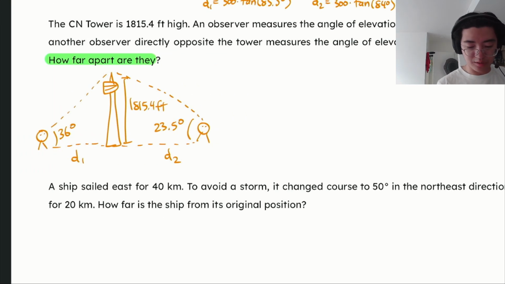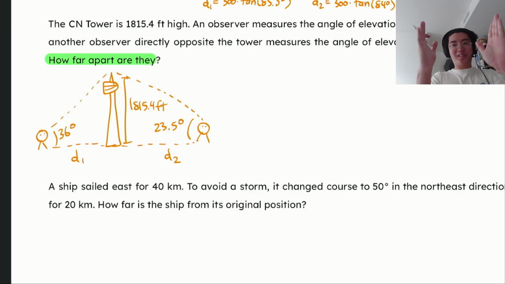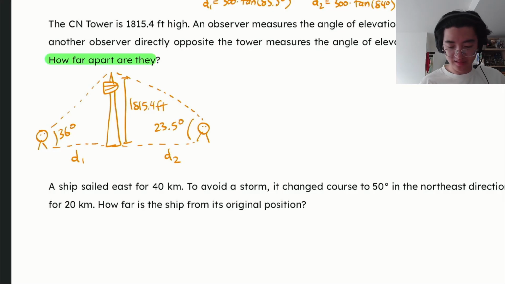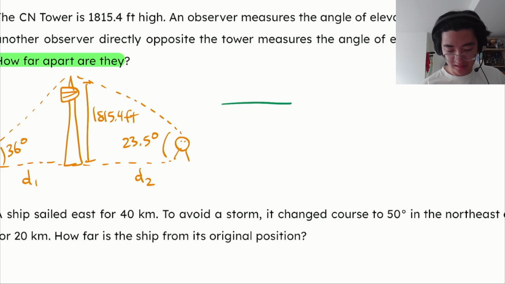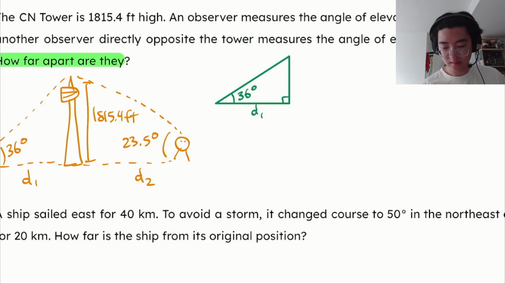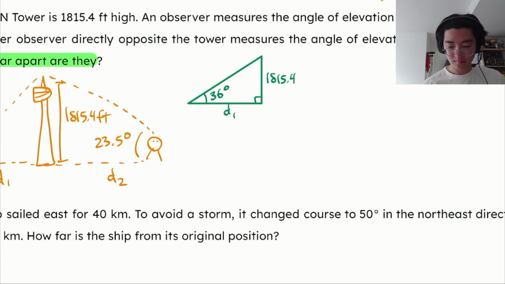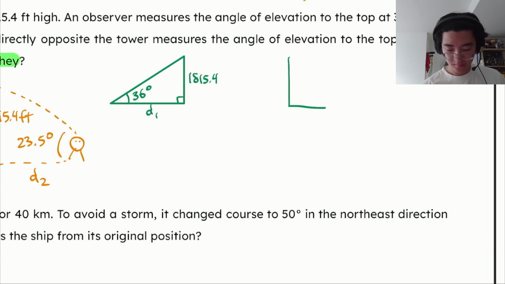Right? In questions like this, don't worry about the width of the CN Tower. If I didn't say, it's like, oh, also make sure the CN Tower is this wide. You can just ignore the width of it. Okay. Well, here come our two triangles. The first observer, D1. Right, so that's this tall. Second one, that's D2. 23.5 degrees here.